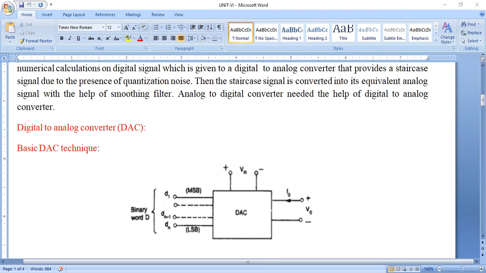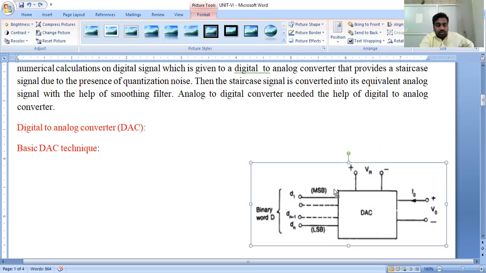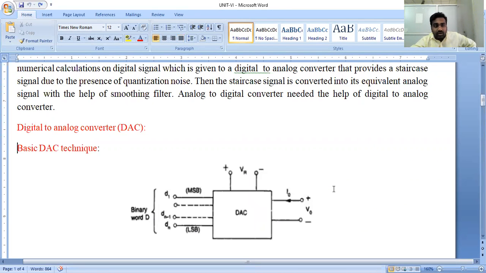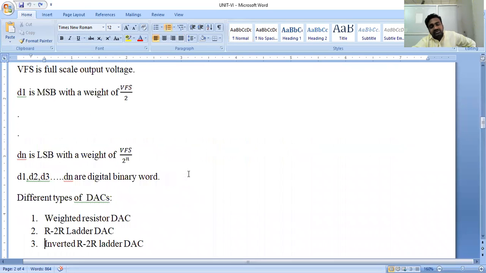The digital pulse is converted into analog pulse. The output is observed in the form of voltage here, V naught. So here the output voltage is analyzed with respect to constant k. K is nothing but the scaling factor, and V suffix fs is the full scale output voltage. And d1 divided by 2, d2 divided by 2 squared, and so on: d1 is the most significant bit, and dn divided by 2 power n is the least significant bit.